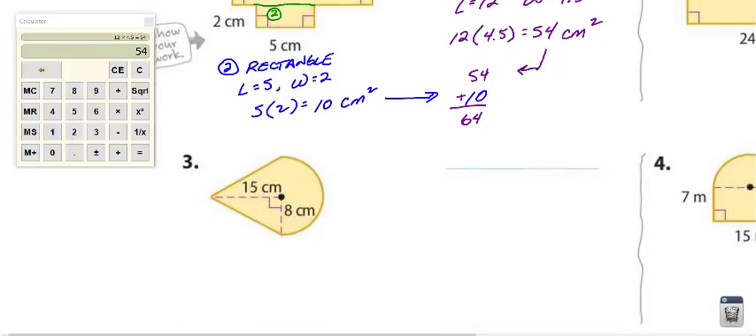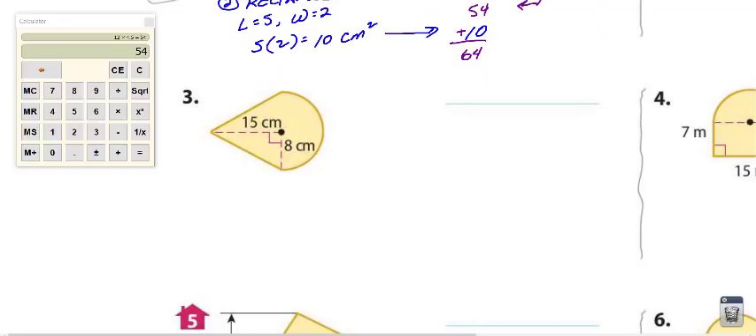All right, down to problem number 3. So in problem 3, I'm identifying two shapes. I have a triangle and I have a semicircle. So this will be shape number 1. This will be shape number 2. Let's zoom in. Now we're zoomed in enough, I think. We'll stick with this.